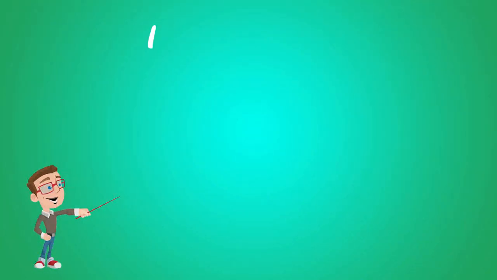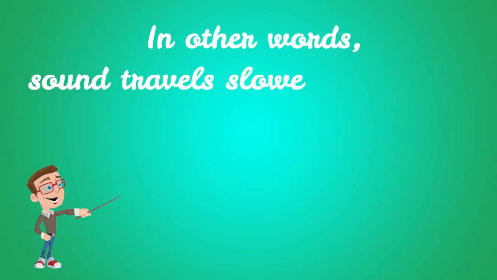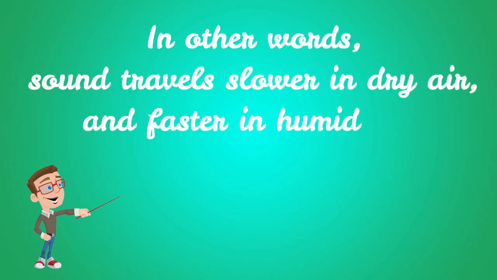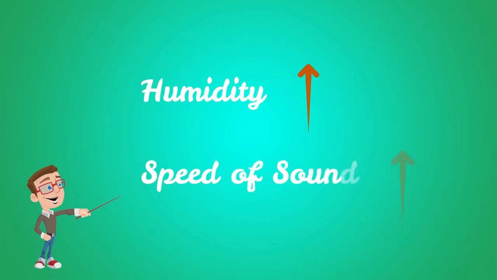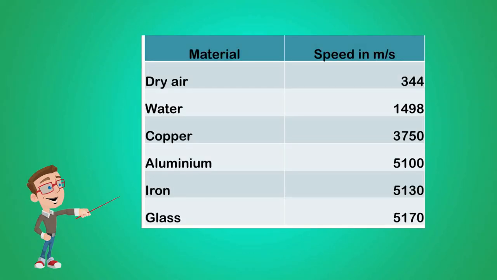In other words, sound travels slower in dry air but faster in humid air. In fact, as the humidity of air increases, the speed of sound through it also increases. From the table, we can say that the speed of sound in air at room temperature is 344 meters per second, which is written as 344 m/s. This means the sound travels a distance of 344 meters in 1 second through air at room temperature.